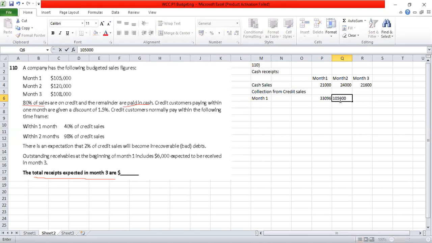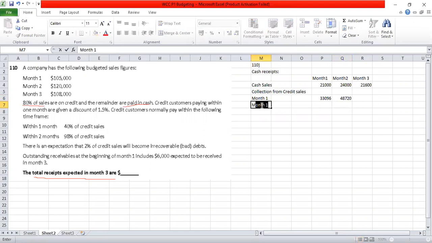The rest of them will pay as 105,000 into credit sales of 80% into, see, 40% already paid in the first month. So 60% of them are there. Out of that 60%, 2% will not pay. So 58%. They will pay in the next month, within 2 months. So this is the amount which will be collected in the second month.